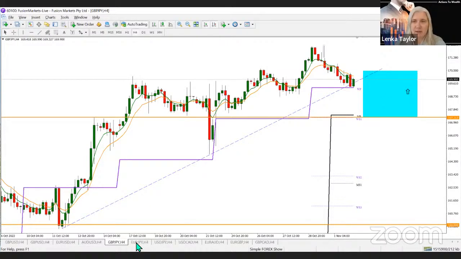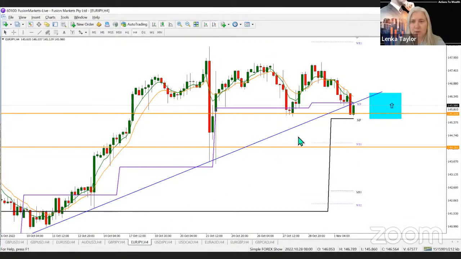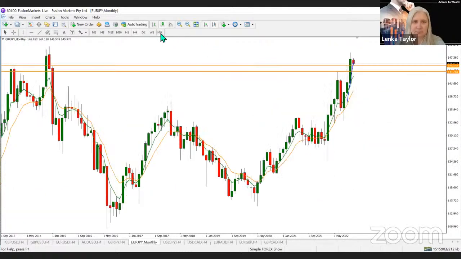Next currency pair I'm looking at is Euro/JPY, and Euro/JPY also looking at long opportunities here. So here we've had one close above. So just looking to see if there is a small pullback and a reversal to go long again. Otherwise, if the price comes back below, then obviously that will not be conducive to a long setup then.